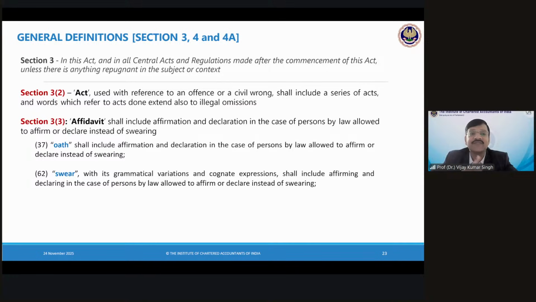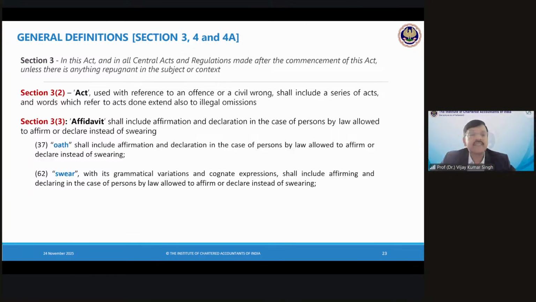So you can see here a series of acts and words which refer to acts done extended also to illegal omissions. So here this act is not the legislation, it is the action. The definition in 3 subclause 2 defines the act as an action, and it says act used with reference to offense or a civil wrong shall include a series of acts. So it is not only a single act, but a series of acts, and the words which refer to the acts done extend to even illegal omissions. So act is not only positive, but even an omission will be considered as an act. So this is the definition of the term act here in this particular case.